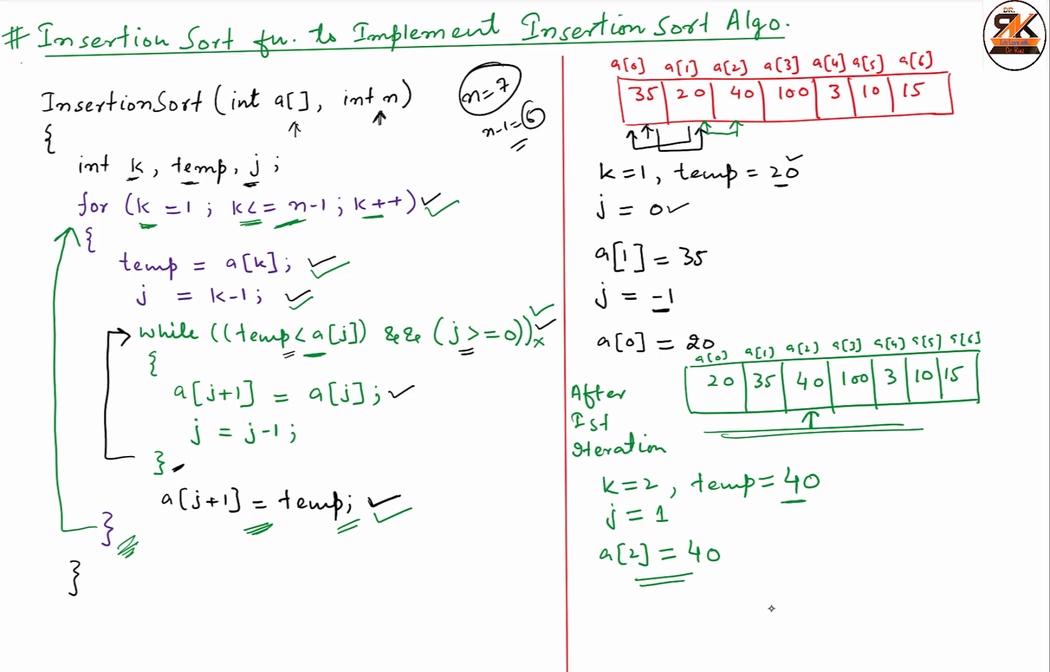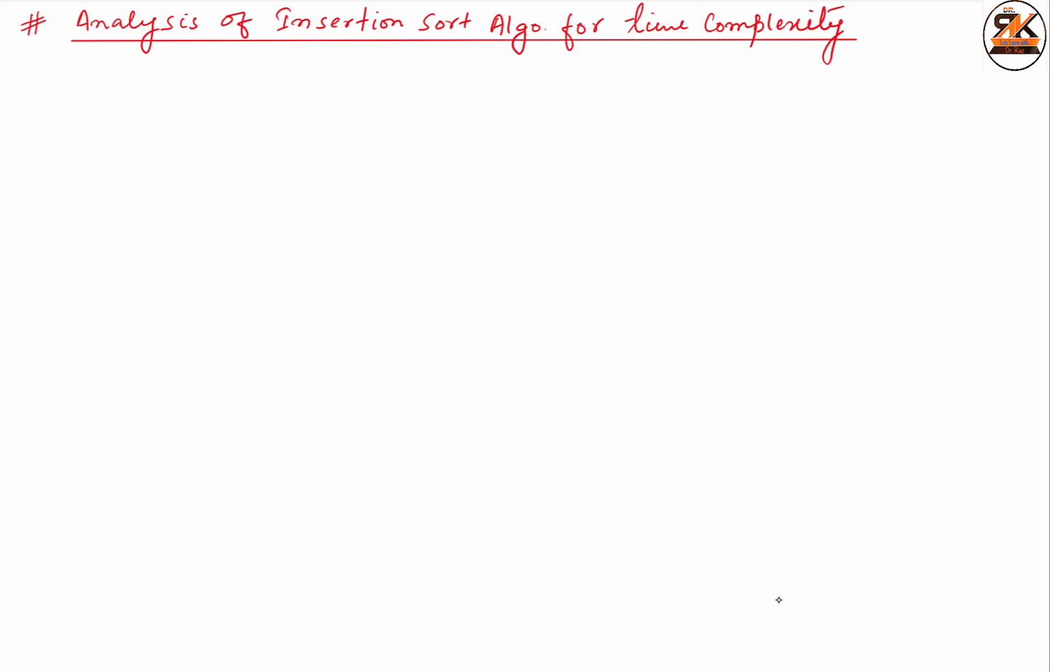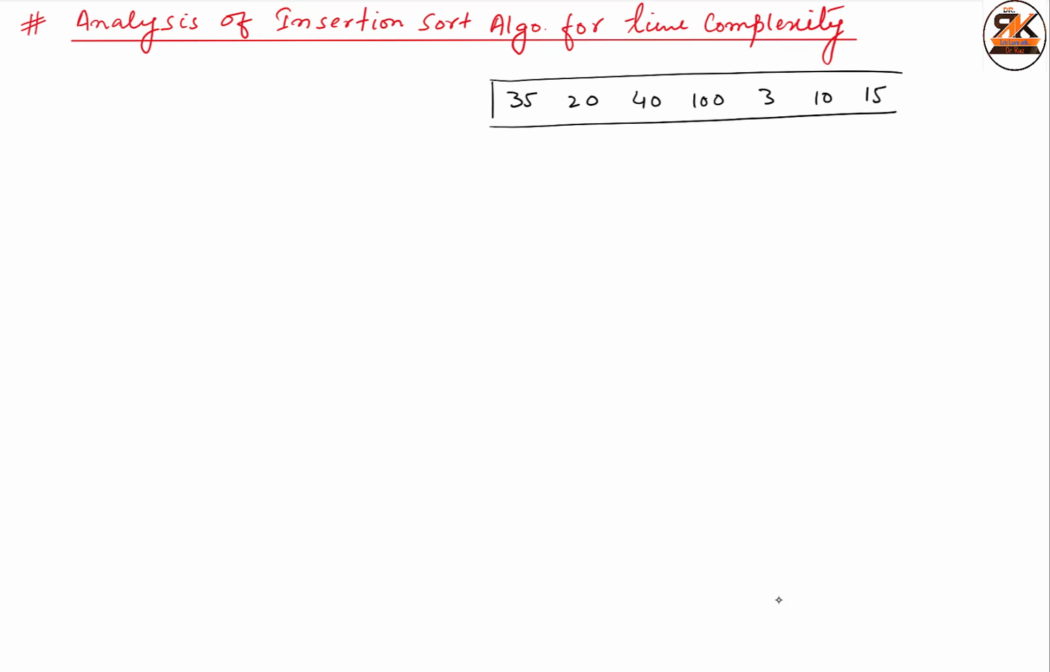Okay, and now we will see the analysis of this algorithm for time complexity. The worst case time complexity of the insertion sort algorithm occurs when the elements of the input array, that is the unsorted array, are in descending order. In that case we get the worst case time complexity. Now let me take the example of the same array, that is 35, 20, 40, 100, 3, 10 and 15. So here we have a list of unsorted elements, and these are 7 elements.